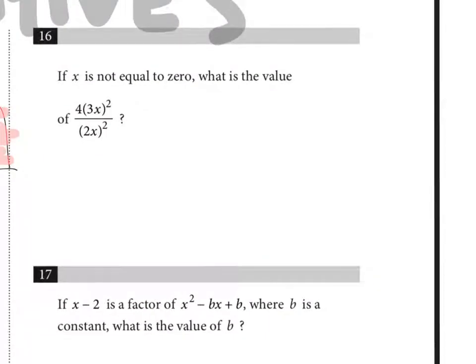Problem 16, if x is not equal to 0, now that might confuse you, but basically all they're telling you is that if x is equal to 0, if you had an x in the denominator, and if it didn't cancel out, you would have a 0 in the denominator of a fraction, and that would be undefined. x is not equal to 0, what is the value of this expression?